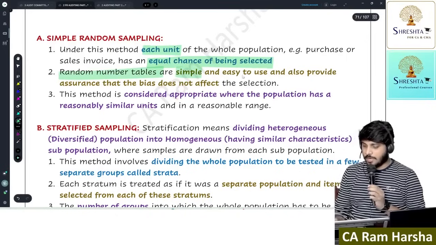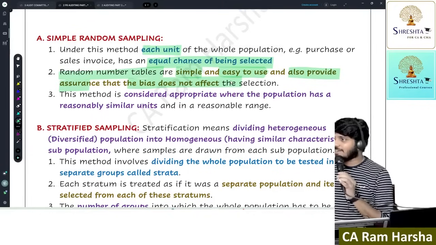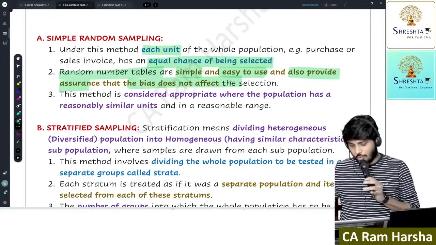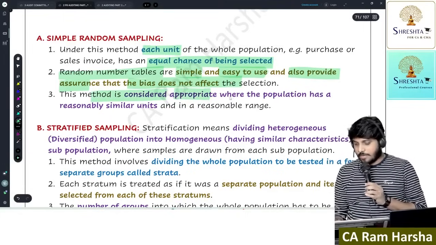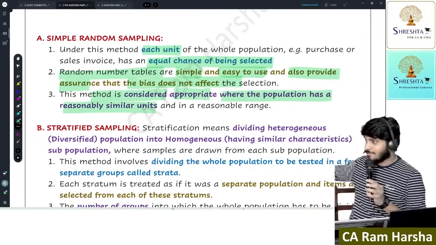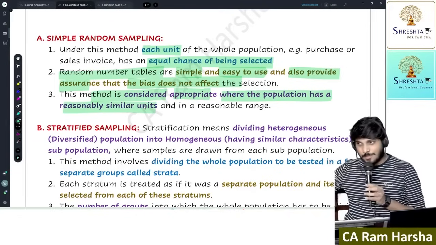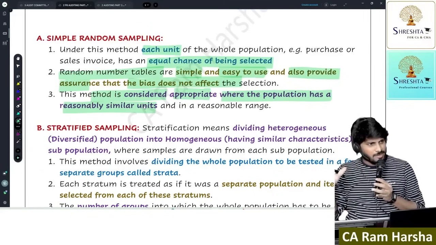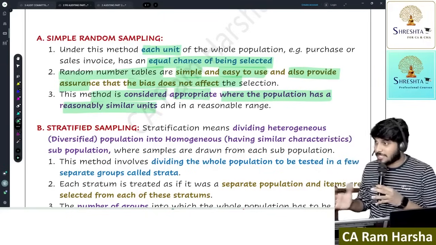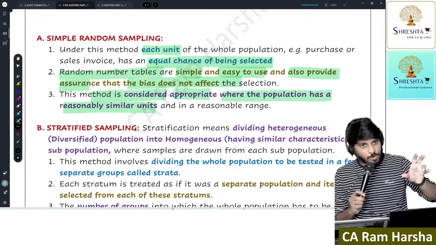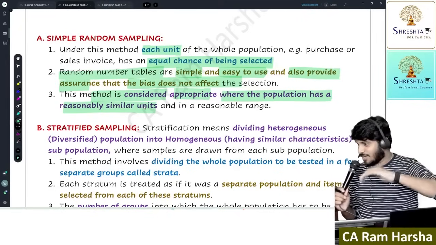Random number tables are simple and easy to use and also provide assurance that bias does not affect. Now we use the Excel sheet random number technique. So is there any bias? Is there any personal judgment of mine in that number selection? No. This method is considered appropriate where the population has reasonably similar units. Now in our example, there is a 12 rupee item, there is a 4,700 rupee item. Simple random sampling, though it is fine, but when the variation is too heavy, is it the right method? Simple random sampling can be applied when the entire population, all the amounts, are more or less similar, in a particular range, not extreme variation.